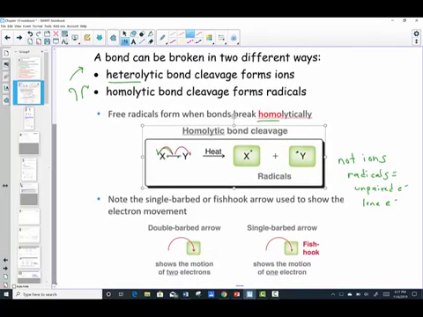Again, I'm emphasizing in this section how we use a double-barbed arrow to show 2 electrons. Notice there's a position to carry 2 electrons, one on each side of that barbed head. And over here with a fish hook, there's only an arrowhead to move just 1 electron. So a radical forms through a homolytic bond cleavage.